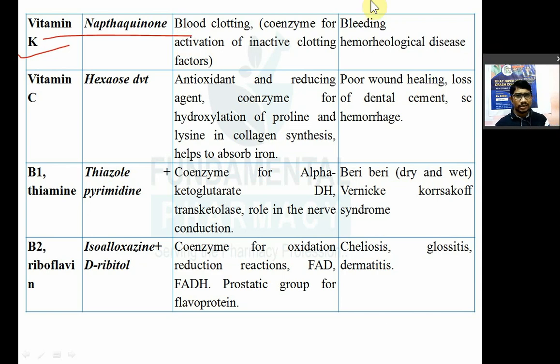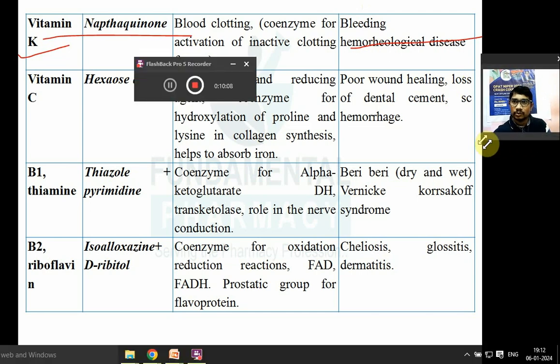Actually, oxidation of vitamin K is coupled with the activation of blood clotting factors. We have already seen this when we were discussing anticoagulants and all that. So again, very important. Obviously the deficiency of vitamin K leads to bleeding and hemorrhagic disease. If there is vitamin K deficiency, then you can have hemorrhagic diseases, or you can have bleeding.